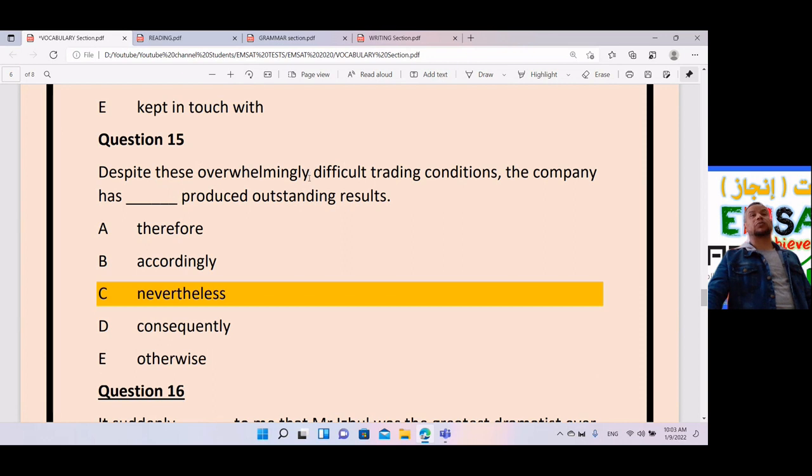Question 15, despite something will happen, although the evidence is difficult and so on. So despite these overwhelmingly difficult trading conditions, although, despite that, the company has nevertheless, because it has the same meaning as despite or in spite of, produced outstanding results. So I need another contrast. So another contrast using nevertheless means despite.